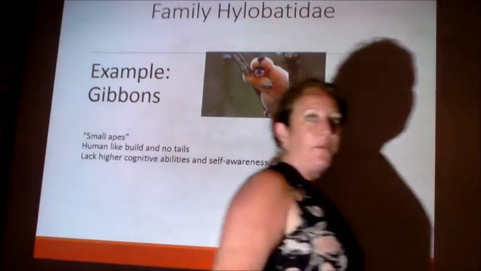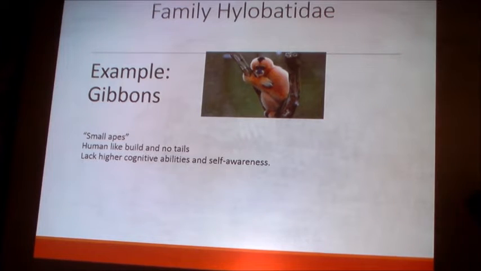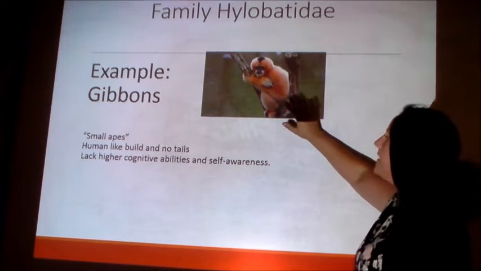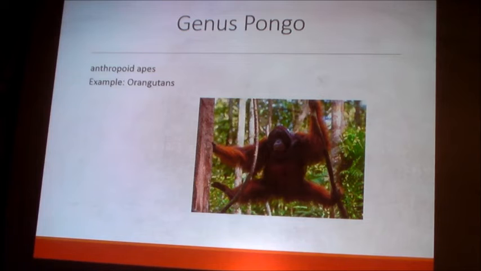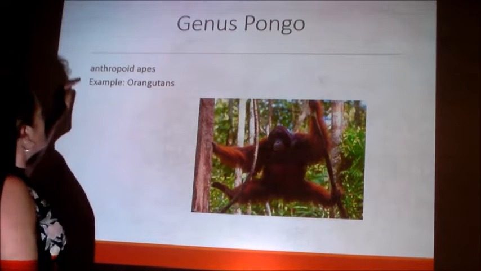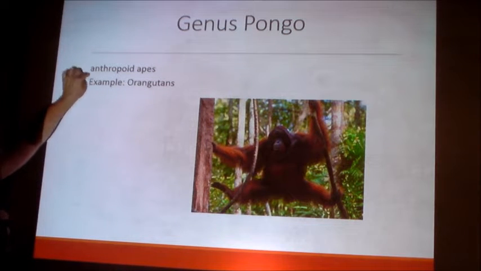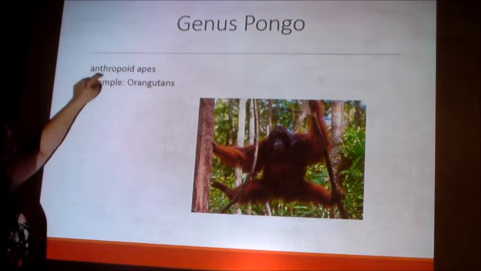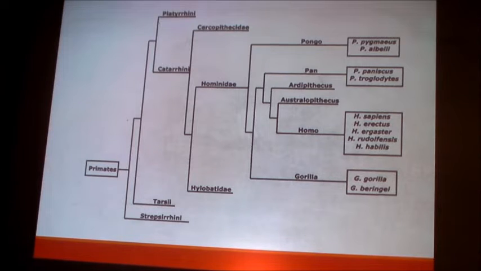Just to show you an example of family Hylobatidae, this is a gibbon. He's really tiny. These are the small apes. And this is genus Pongo. These are the anthropoid apes, like ancient, anthropology. It means very old. If I show you this chart, here are your primates.